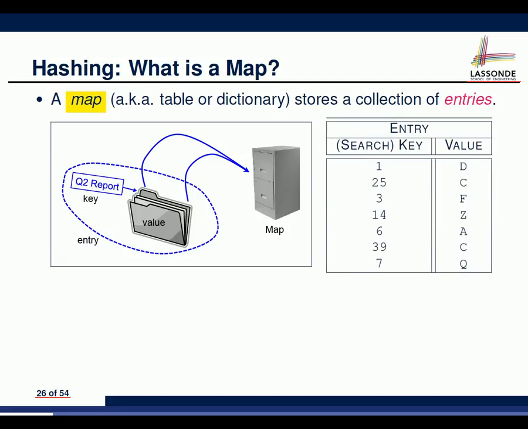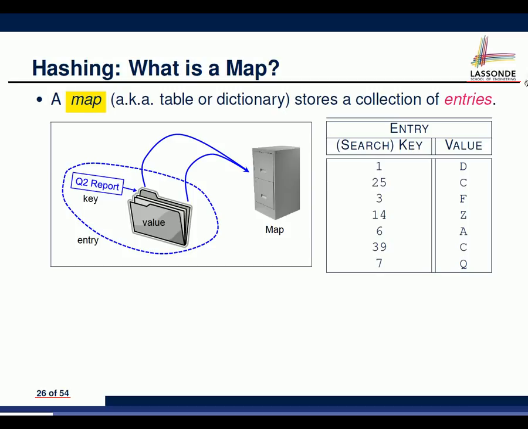Or let's make it more concrete. This is how you can think about a map. A map is simply a collection of entries. Each entry has two parts. The first part is called the key, or sometimes we call it the search key. The reason we call it the search key is that the key is the only way for you to uniquely identify a particular entry in the map. Okay? That's why it's called a search key.